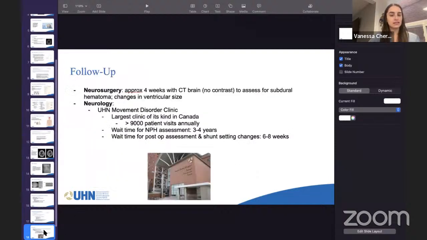And lastly, follow-up. After these patients have their surgeries, we request CT brains to be done within 4 weeks, just to make sure that their imaging is stable and that there are hopefully some changes to their ventricular size. And then at our hospital, we actually have a movement disorders clinic with a team of neurologists that specialize in many neurological conditions, including normal pressure hydrocephalus.